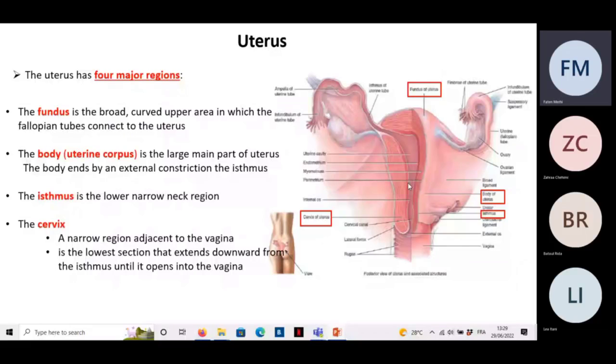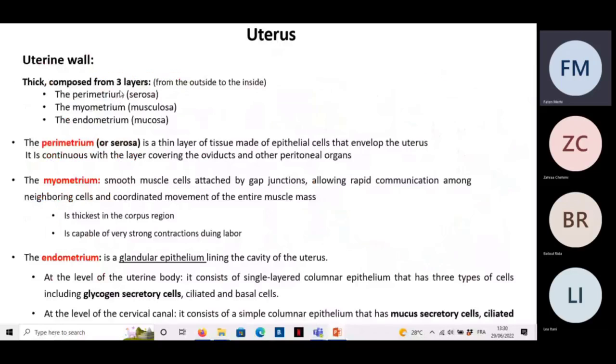It is also the narrower region of the uterus. The cervix is a narrow region adjacent to the vagina. It is the lowest and extends downwards from the isthmus. The uterus is composed of the perimetrium, the myometrium, and the endometrium. The perimetrium is also called the serosa.